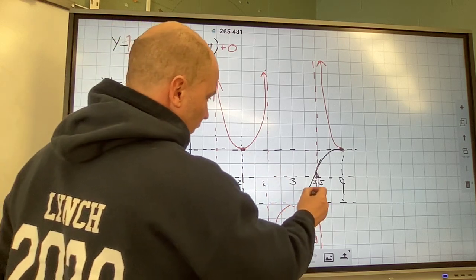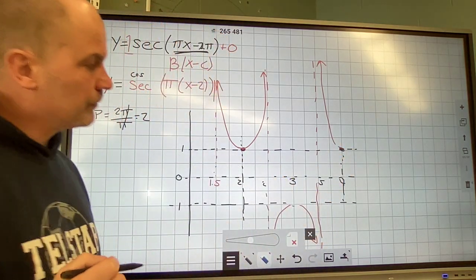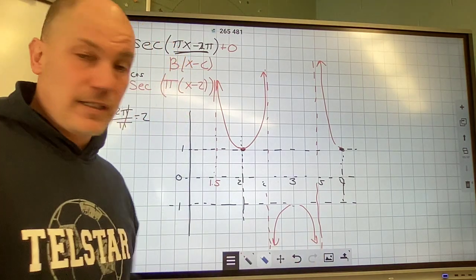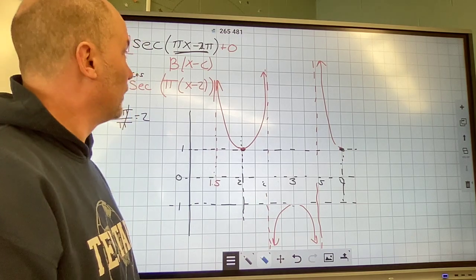The period is 2 pi, and we should be able to see that same shape. It's just shifted. Cool. Thank you.